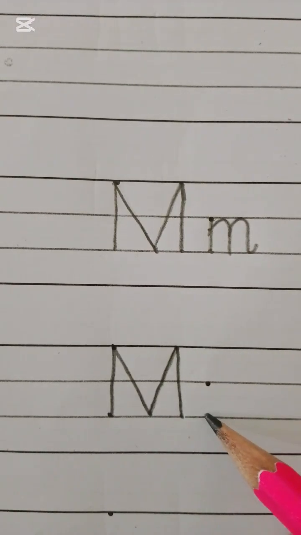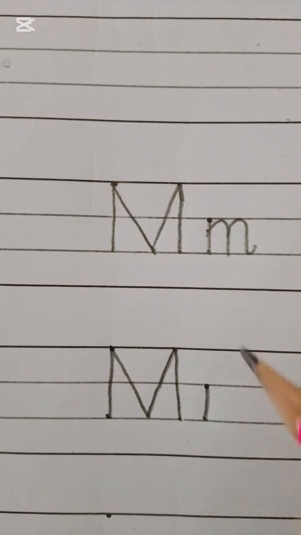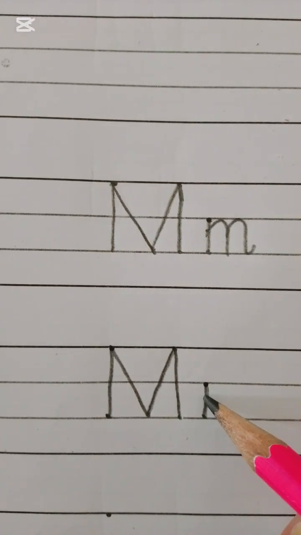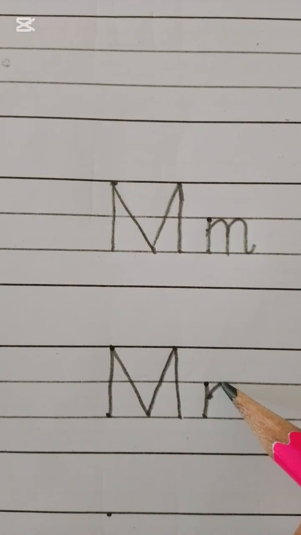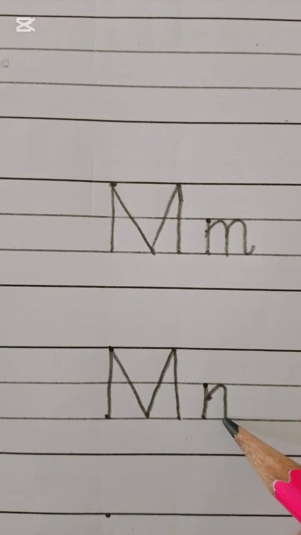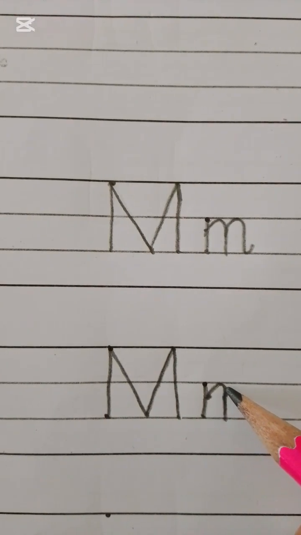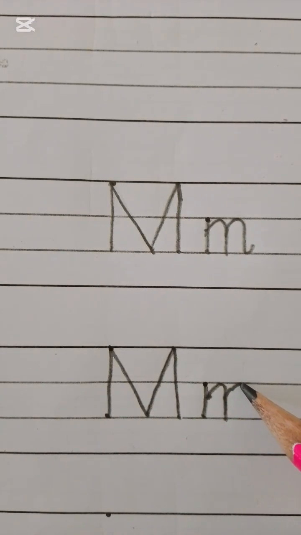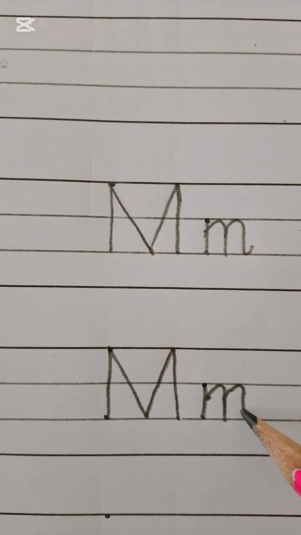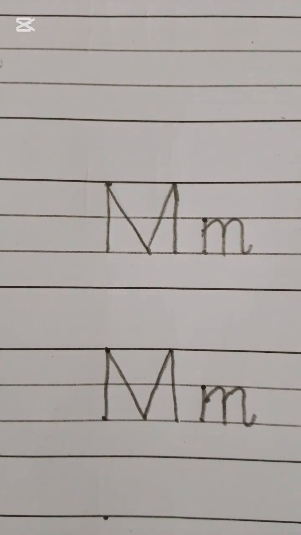So how to write small m? Put a dot here and here, make a short standing line, and from the top make a small curve like a hump down to the bottom, and without lifting the pencil make another small curve to the bottom and make a loop. This is a small m.